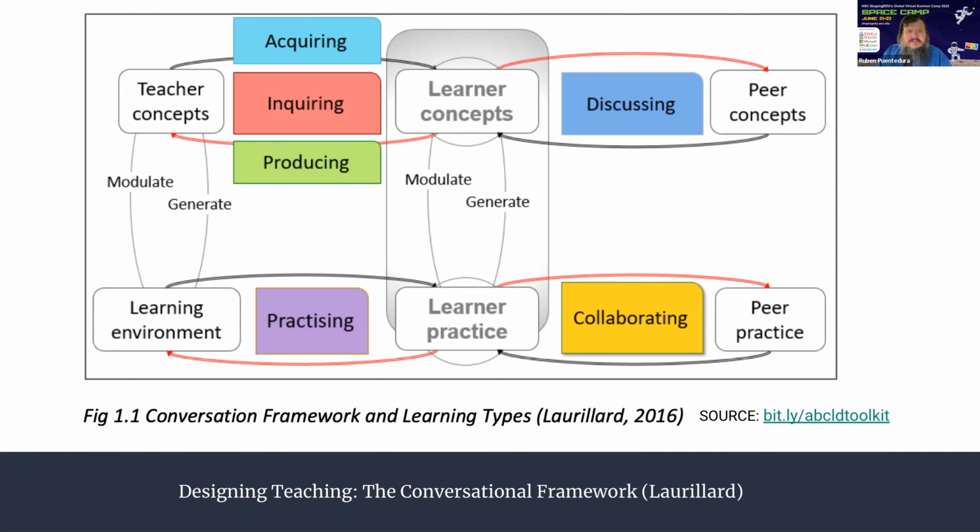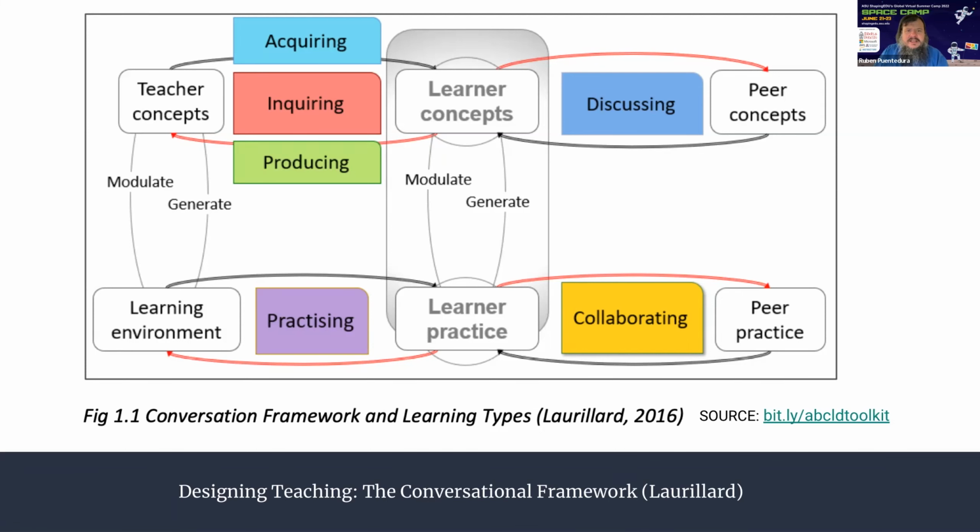So what LaurelArt has identified is these 6 categories, which I think are pretty self-explanatory, so I won't dwell very long on them, that mediate the interactions between these groups. So for instance, mediating between teacher and learner concepts, we have acquiring concepts from the teacher to the learner. Then the learner inquires about additional concepts, things they feel they need to know, etc. And then they eventually produce their own concepts from that.